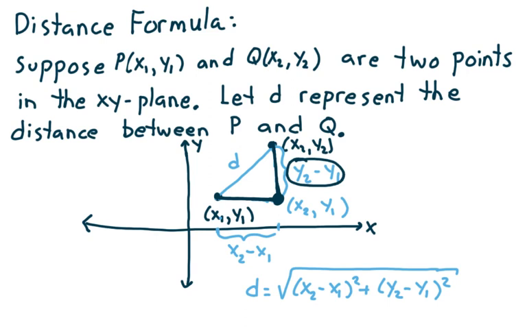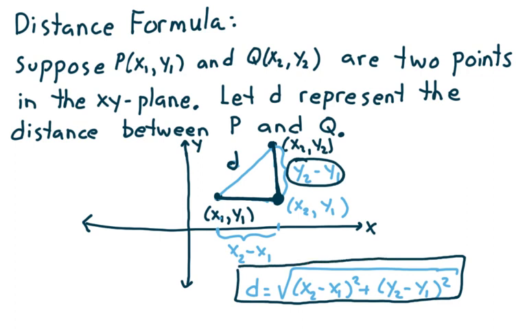And so if I apply the Pythagorean theorem to get D, right, it pops out. So D is the square root of x2 minus x1 squared plus y2 minus y1 squared. So this is really an application of the Pythagorean theorem. And that's the distance between points P and Q. And this is where we're in 2 space.